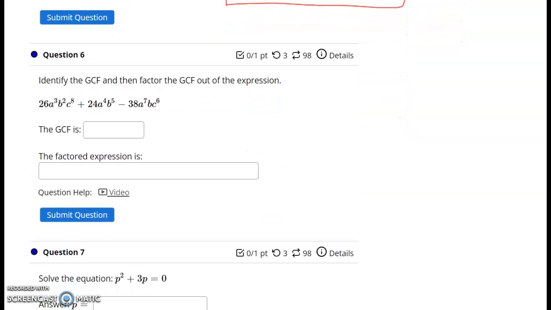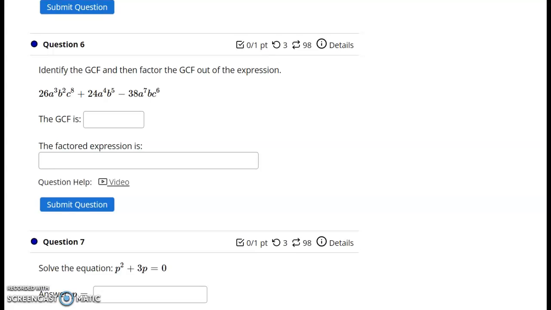Okay, 6. We need to identify the greatest common factor and then factor that out of the expression. So we need the biggest number that will come out of all of these. Well, we can see they're all even. So if I divided 2 out of here, I'd get 13, 12, and 19. And I don't think they're going to have any other factors. So we're going to have 2.